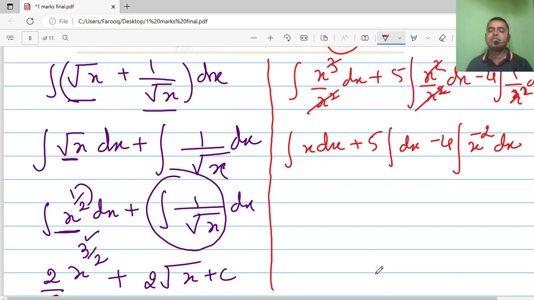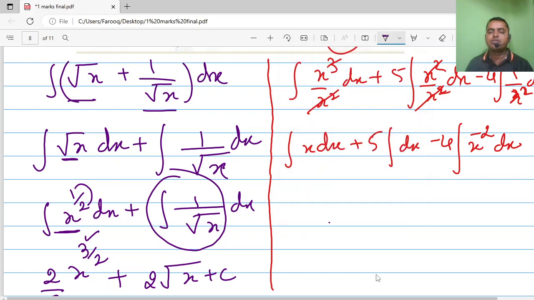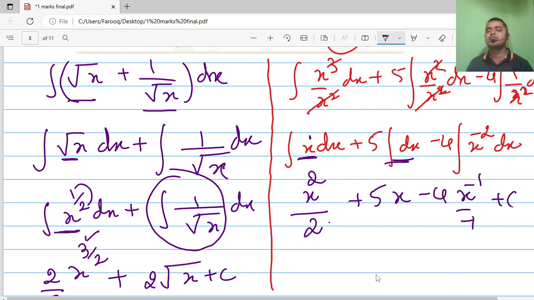Now integrating with respect to x. Here the power of x is 1. That is x raised to 1 plus 1, x square divided by 2. The integration of x is nothing but x square divided by 2, plus 5, integration of dx is x, minus 4, x raised to minus 2 means x raised to minus 1 divided by minus 1, plus c. One more step. x square divided by 2 plus 5x, minus into minus is plus 4. x raised to minus 1 is 1 by x, plus c.